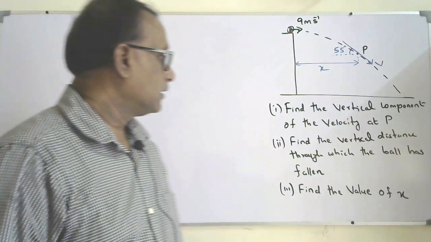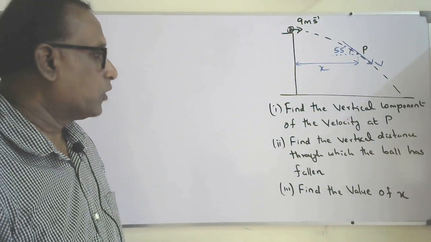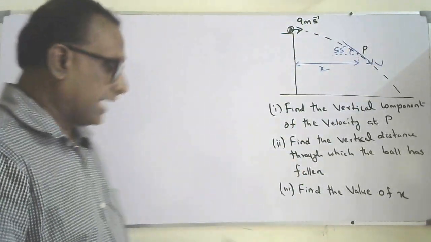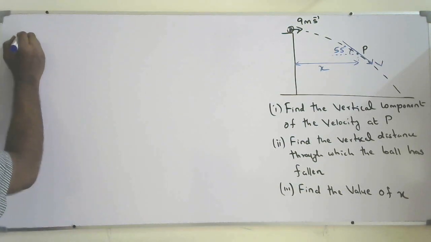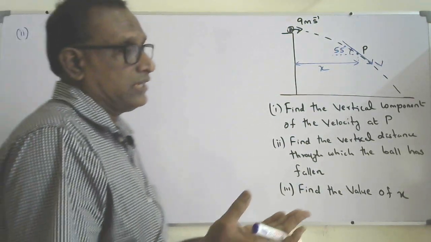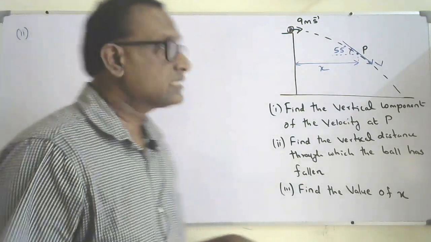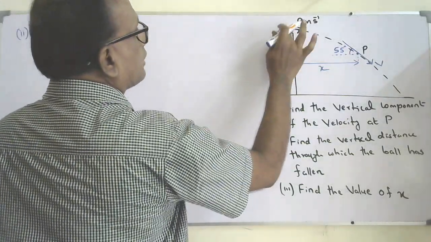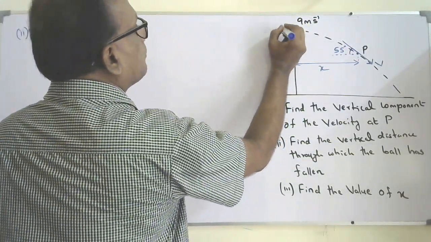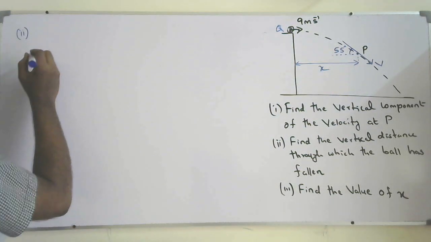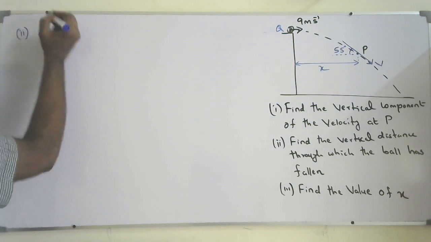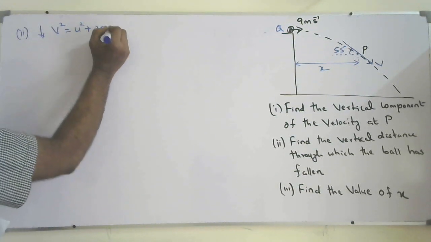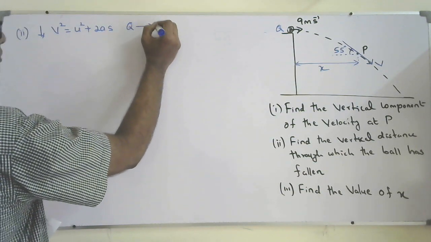Okay, the second part. Find the vertical distance through which the ball has fallen. We found the vertical component at point P, so I can use it. I need to find the time taken, or I can use vertically v squared equals u squared plus 2as. For the motion from the initial point, I can call it x. Sorry, x might give confusion, so I can say the initial position Q. So when I consider the motion from Q to P in the vertical direction, I can use v squared equals u squared plus 2as.